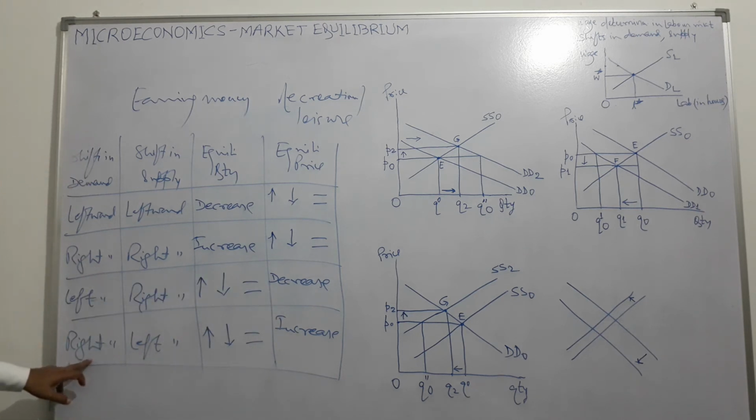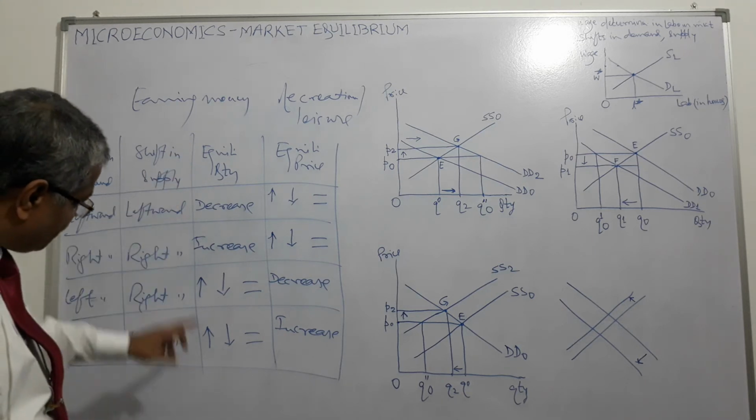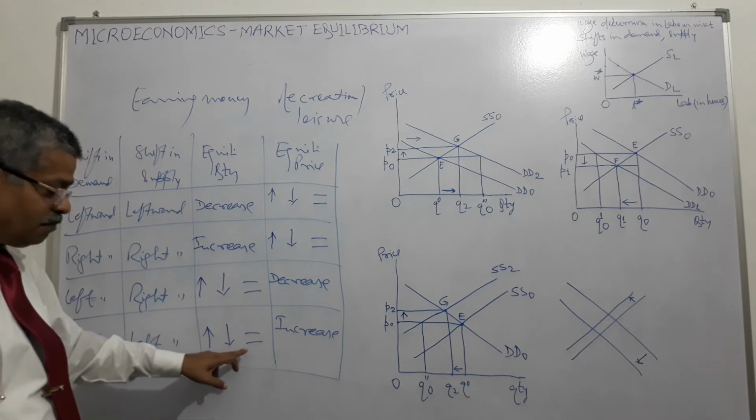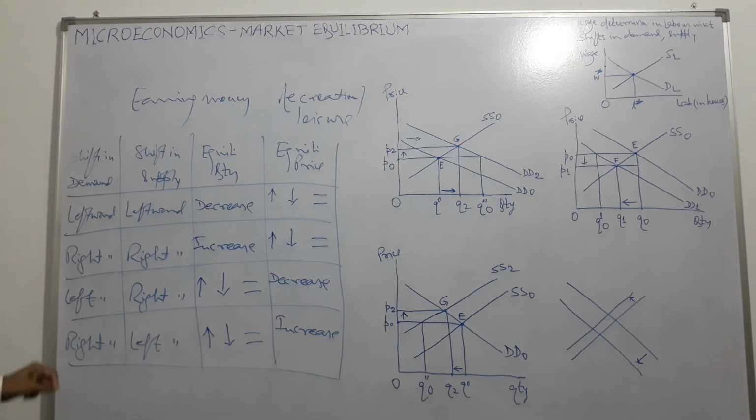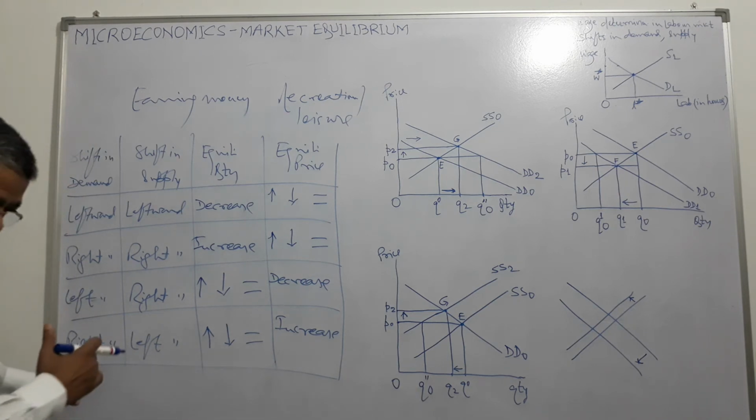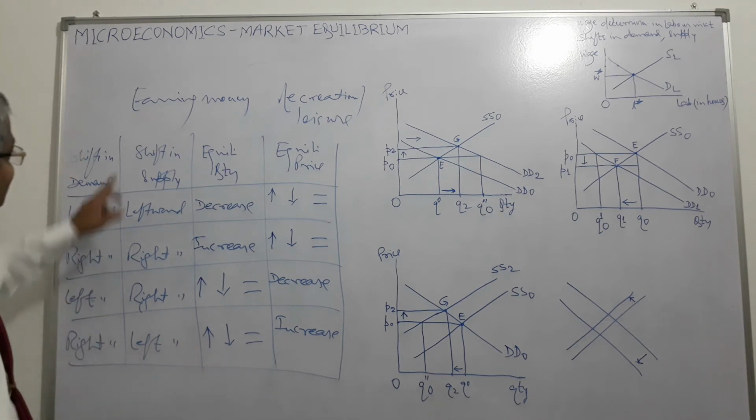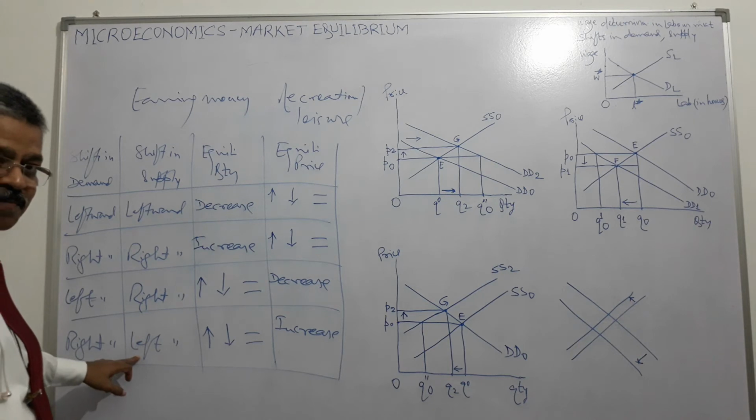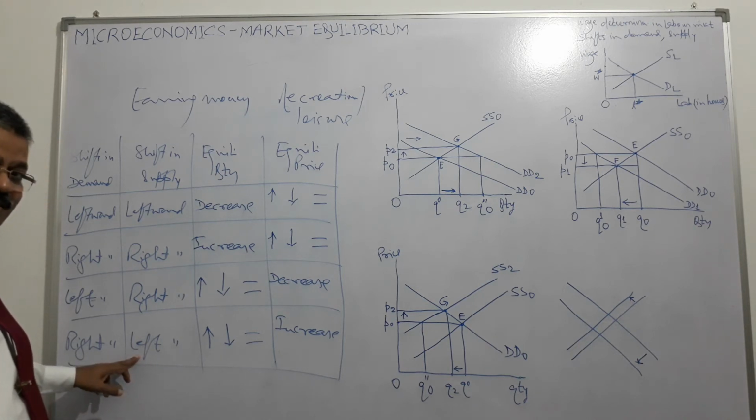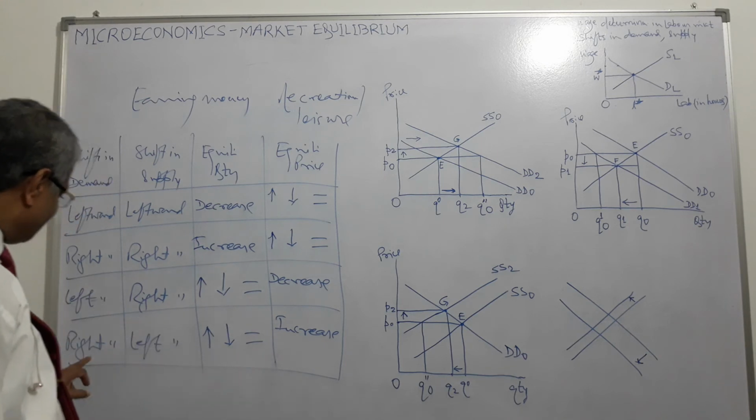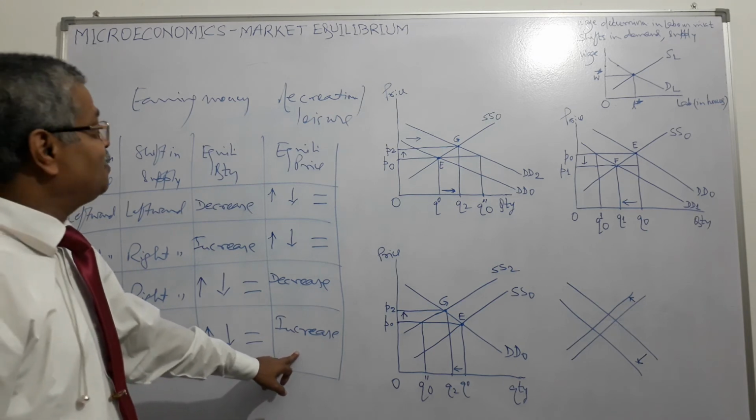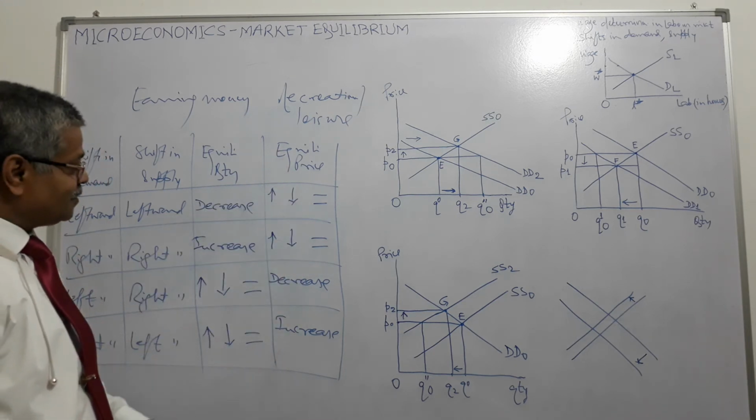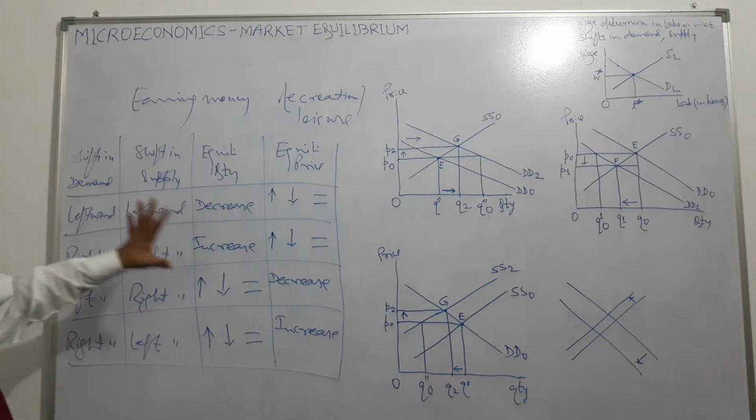Then when there is a rightward shift in demand and a leftward shift in supply, equilibrium quantity may go up, may go down, or may remain the same, but what will happen to the equilibrium price? It will increase. Why will it increase? The shift in demand is rightward, meaning demand has increased. The shift in supply is leftward, meaning supply has reduced. So naturally, demand has increased and supply has reduced, so price will increase. There will be pressure on the equilibrium price, right? So this is the easiest way to learn this.